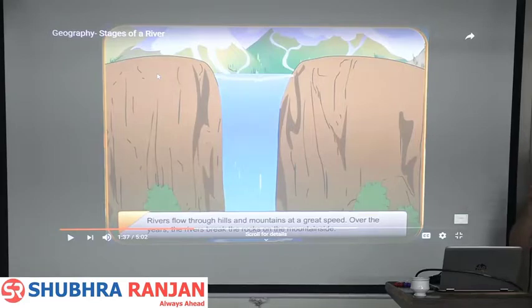In the plains, as the steepness of the slope decreases, uska speed decreases, and when the speed decreases, the main work of a river is deposition. And this is what is the mature stage.